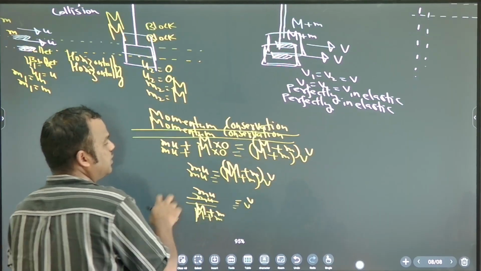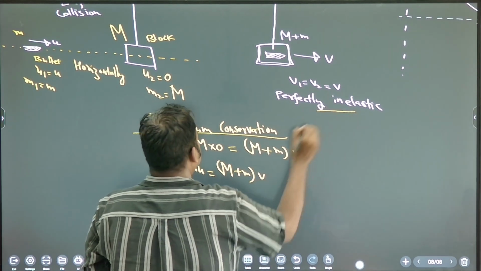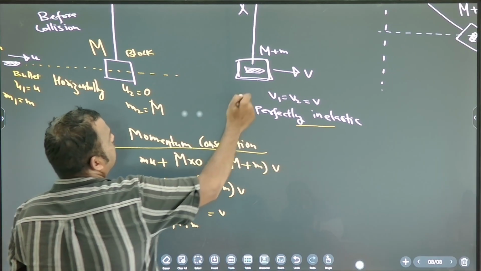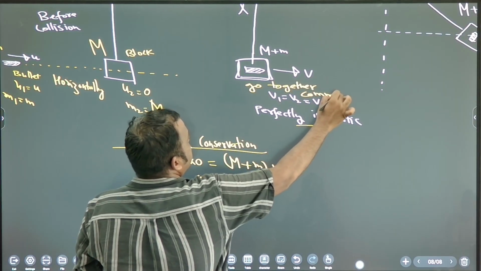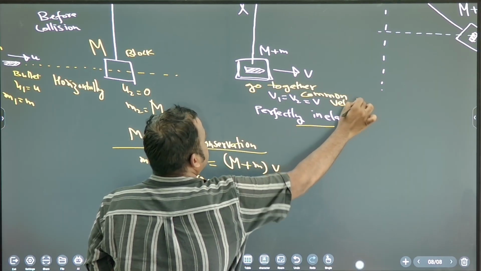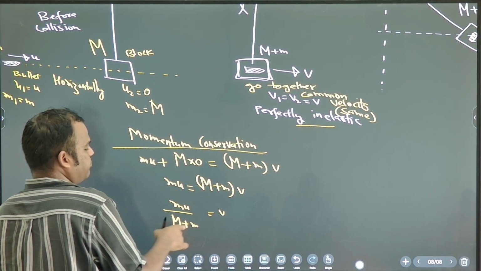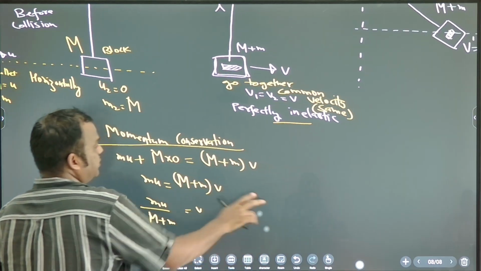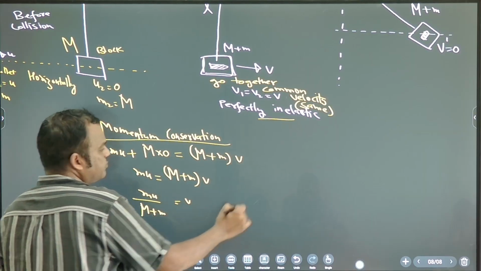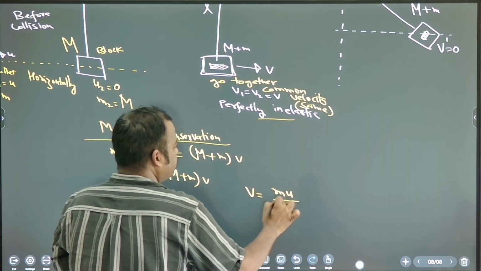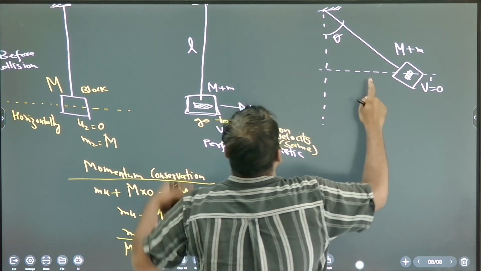Note down, this is the velocity of block and bullet together. Okay, they go together, or you can say common velocity. Common velocity means same velocity. So what is the same velocity? mu by M plus m. So now you got V as mu by M plus m. Now do energy conservation.